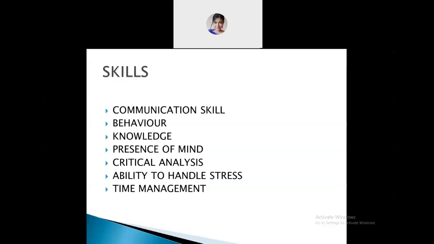Because after the group discussion, only 40-50% of the candidates are selected, and they face the next round of interview. Suppose there are 200 candidates, and only 50% of the candidates are selected after the group discussion round. See the competition. The competition is too high, so you cannot take it casually, and you have to be very serious and prepare yourself for group discussions, so that you can crack the group discussion round and go to the next round of interview, or get the job.